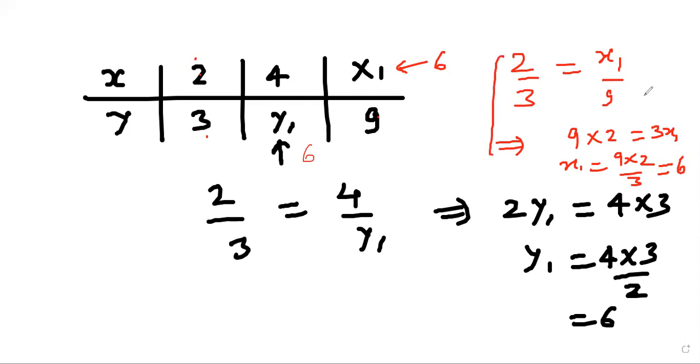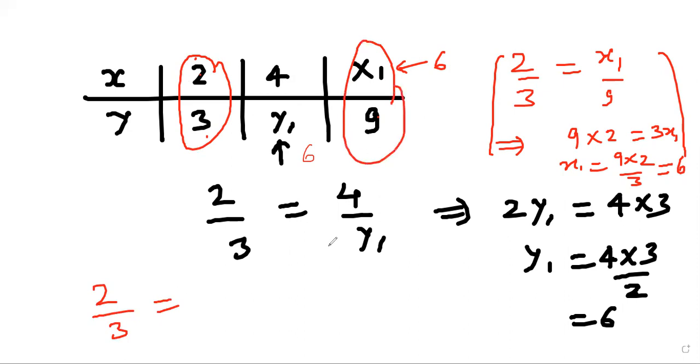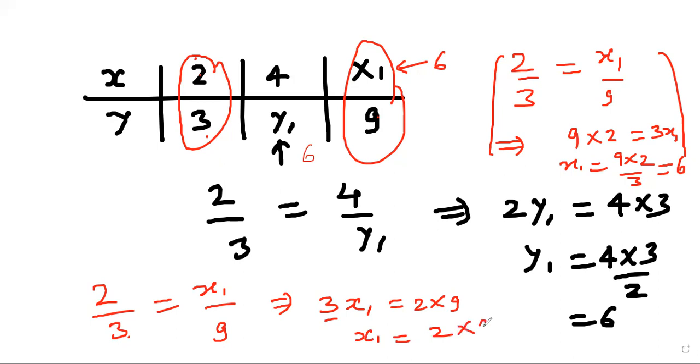Here, I think there is doubt. So we can study it another way. We take 2 by 3 equals x1 upon 9. We write by cross multiplication, 3x1 equal to 2 into 9. Now divide by 3 both sides. So on this side, you will get x1, and this is 2 into 9 divided by 3. 3, 3 are 9. This will be cancelled by 3. So you will get 6. So that is why x1 is 6. I think you have understood.